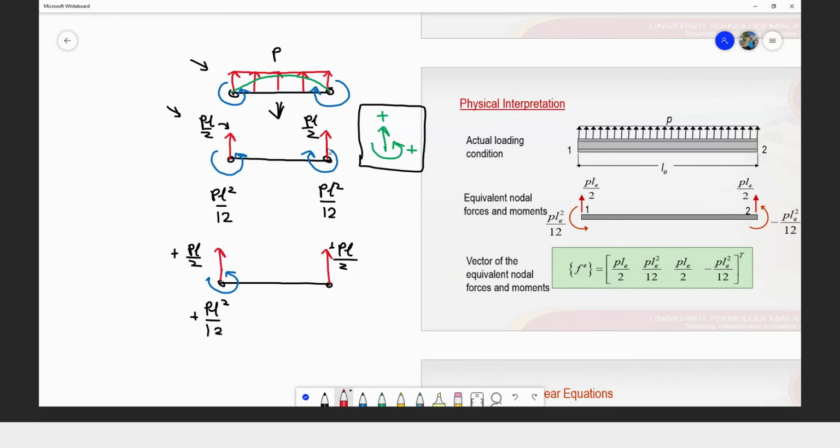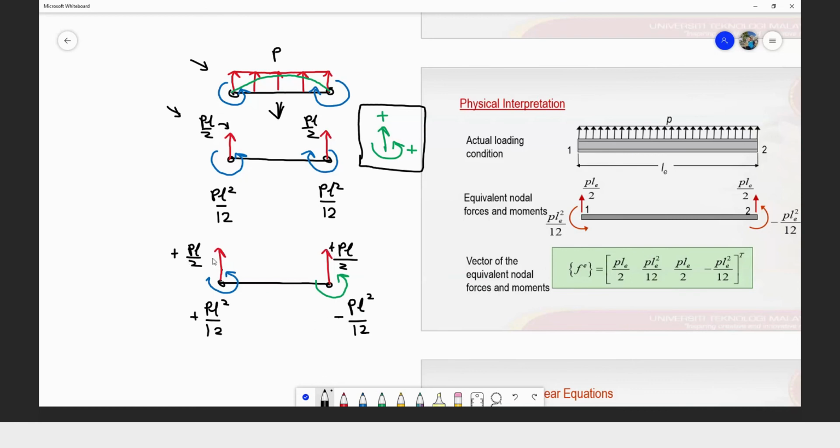So instead of, physically the moment is in the clockwise direction, but after we convert it into the positive sign convention in finite element, then our equation here will change. So it will become PL square over 12. The magnitude is the same, only its direction has changed. So it will become negative there.